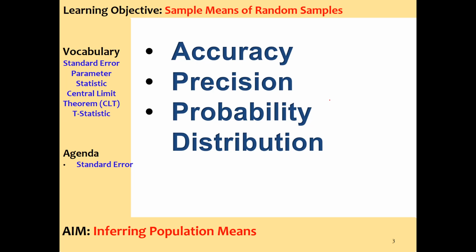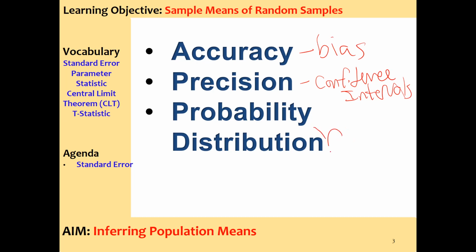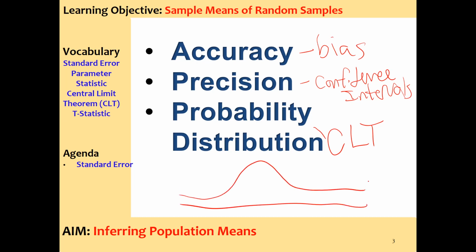Now, remember that when we talk about samples, we think about three things. We think about accuracy, which is bias. We think about precision, which is our confidence intervals. That's the mathy things that we do to measure our data. And then probability distribution is when we think about the central limit theorem, which allows us to use the normal curve to analyze our data. Those three things we're going to keep in mind.